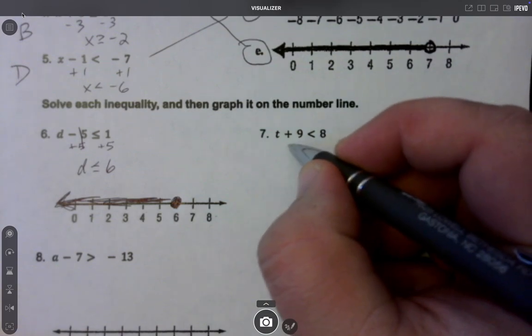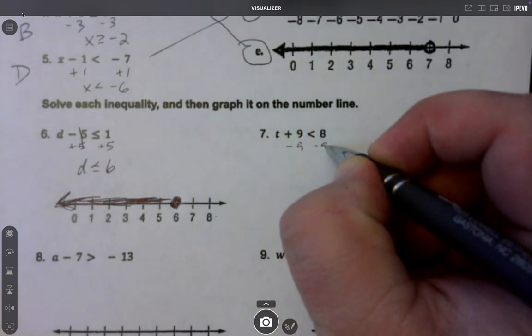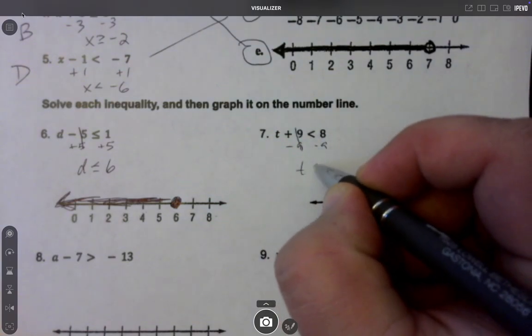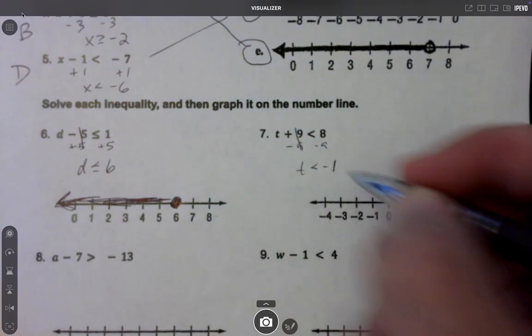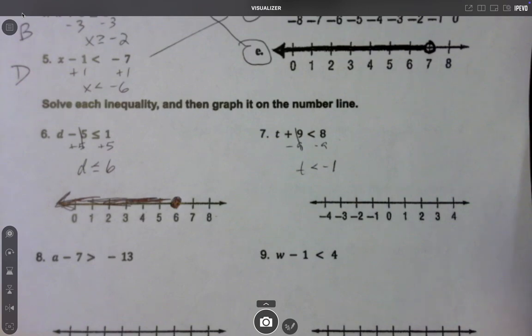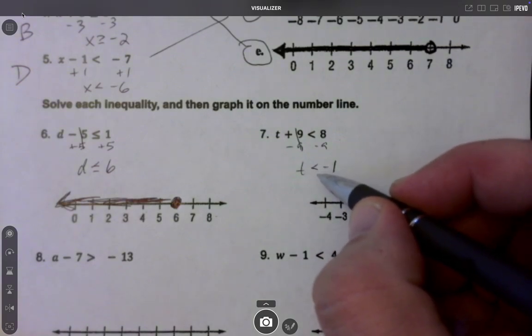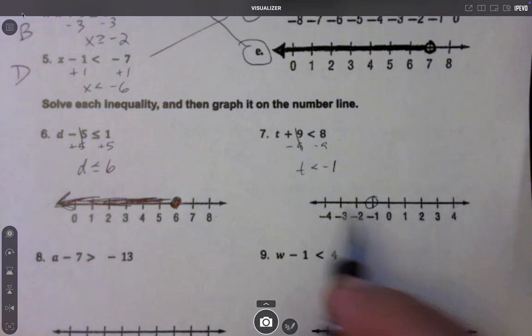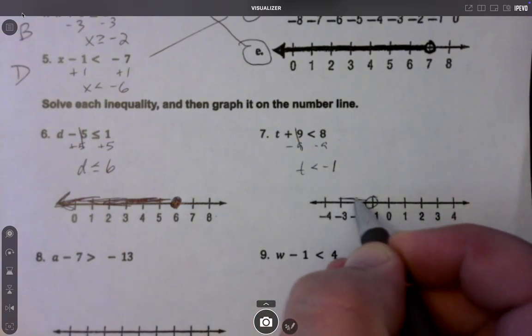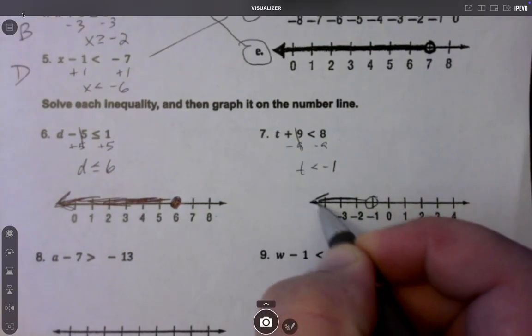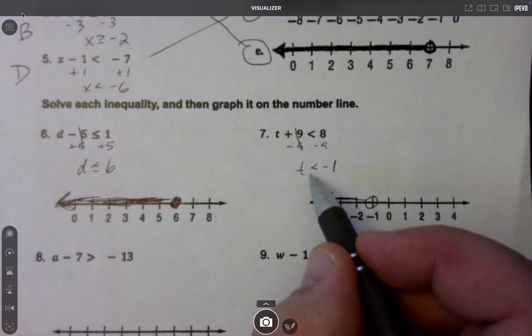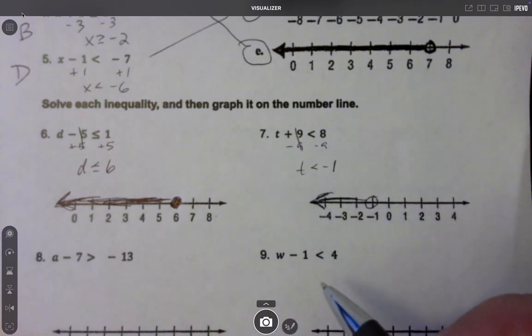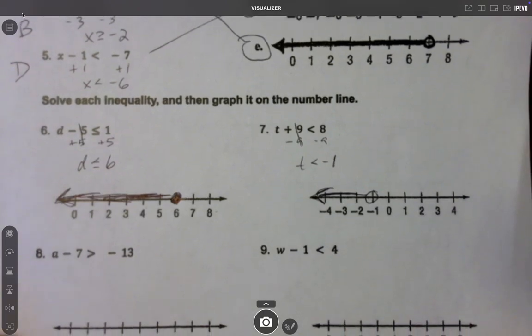Okay, for 7, we're adding 9. The opposite is subtracting 9. So we get t is less than negative 1. This time we need to do an open circle because there's no or equal to. We put it on negative 1. And it's less than, so we shade it to the left. So less than, shade left, greater than, shade to the right.